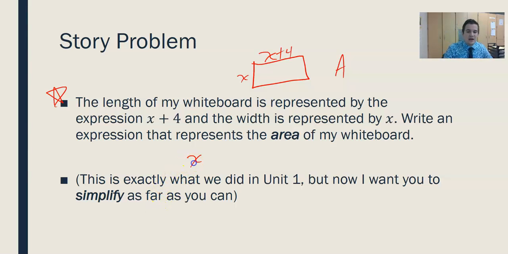So that would be x multiplied by x plus 4. And now I know how to simplify this. X multiplied by x plus 4, I'm going to distribute this x into both of these terms. I'm going to get x squared plus 4x. So that's an example of a real-world type problem that you would see that would represent multiplying polynomials together.